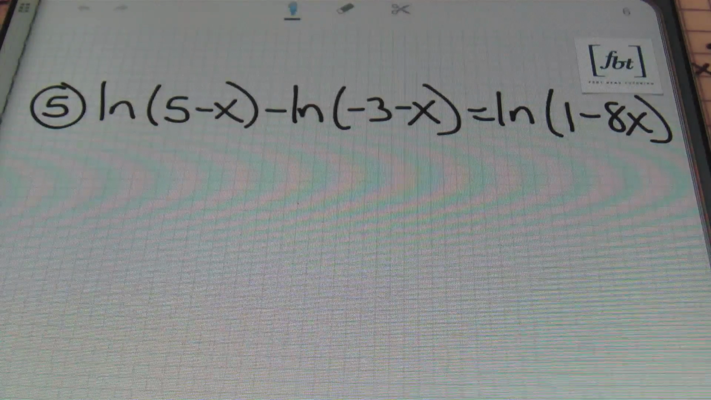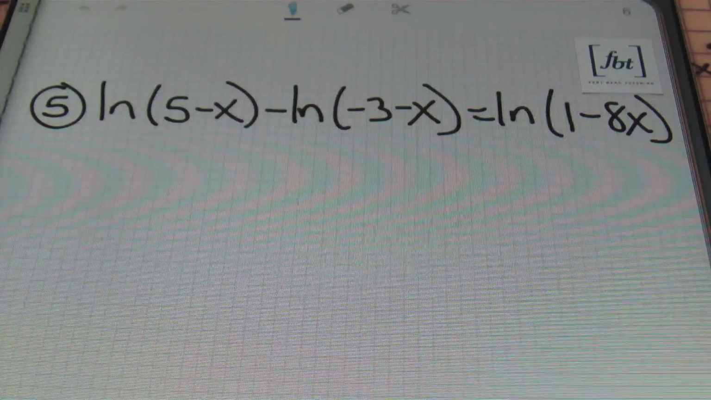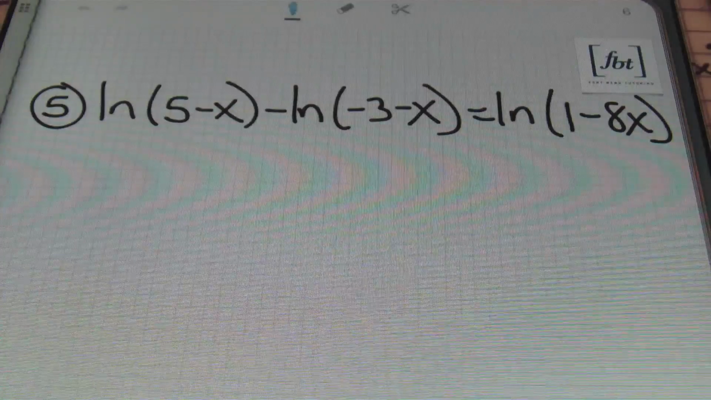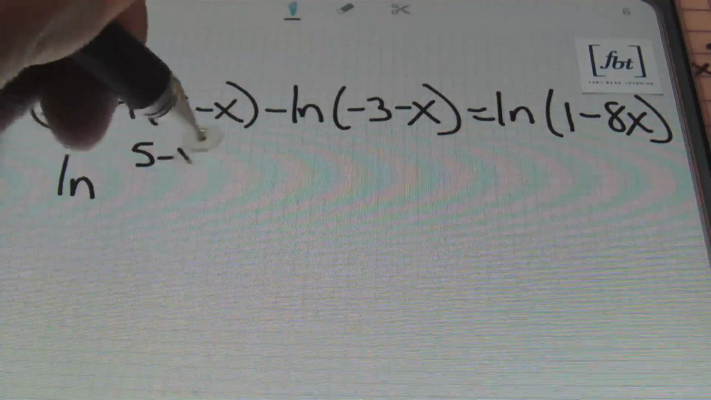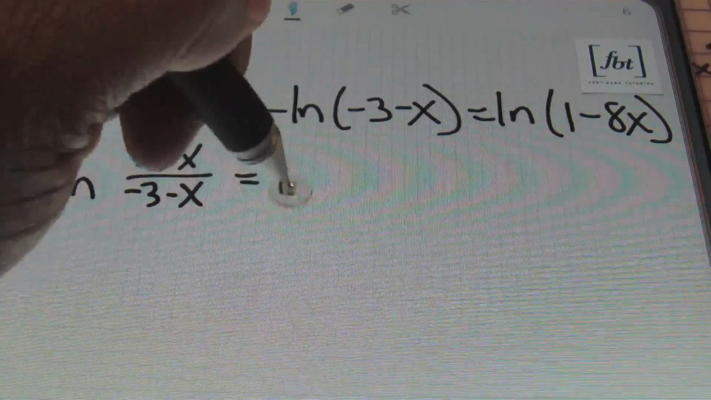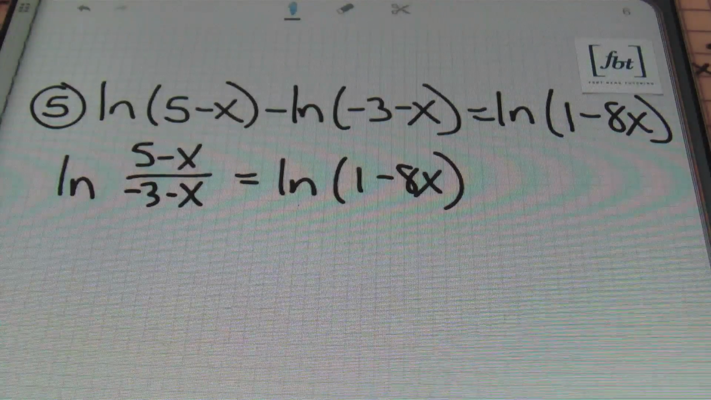Well, on the left side of the equal sign, notice that I have these two natural logs and this minus sign. Just like in the previous problem, we can go ahead and write this as one fraction, a quotient. So I'll end up with the natural log of 5 minus x over negative 3 minus x is equivalent to the natural log of 1 minus 8x. So this is my initial setup.